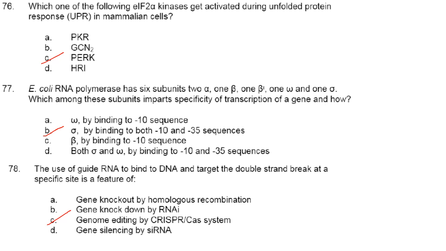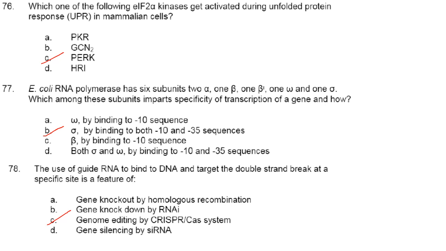Which one of the following EIF2 alpha kinases gets activated during unfolded protein response, UPR, in mammalian cells? So the unfolded protein response is a cellular stress response related to the endoplasmic reticulum stress. The UPR is activated in response to an accumulation of unfolded or misfolded protein in the lumen of the endoplasmic reticulum. So PERK, or PKR-like endoplasmic reticulum kinase, is the one which is getting activated during unfolded protein response in mammalian cells.